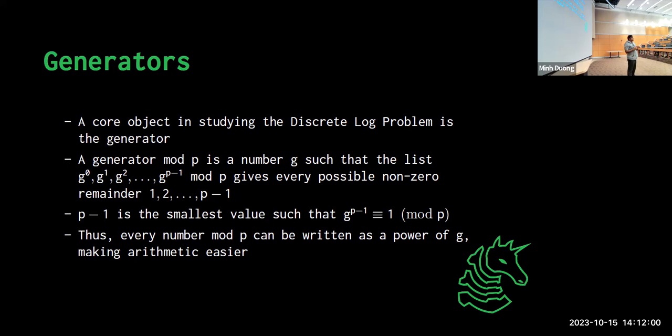And we define p minus 1 to be the smallest value such that g to the p minus 1 is congruent to 1 mod p. For now, you can just take a step back. If you want to read a little more into this, I would suggest looking at Fermat's theorem, which is the more general case of this fact. But the point is every number mod p can be written as a power of g, making this arithmetic easy because we can enumerate each value.